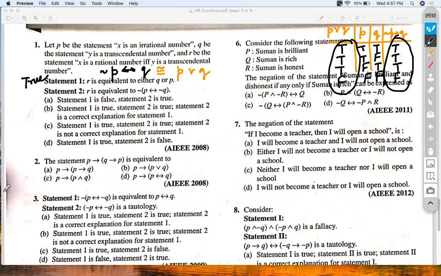R is equivalent to saying the negation of P if and only if not Q. That means they're saying this is the same as this one. Shall we check? Yes, sir. We'll erase something over here, unnecessary things. Do you want me to make this again? It is already made, right? So we erase this column, okay? Yes, sir. And I'll make the negation of it.